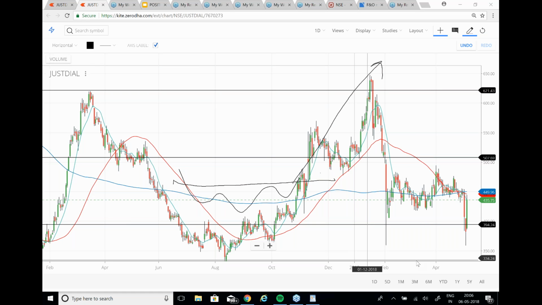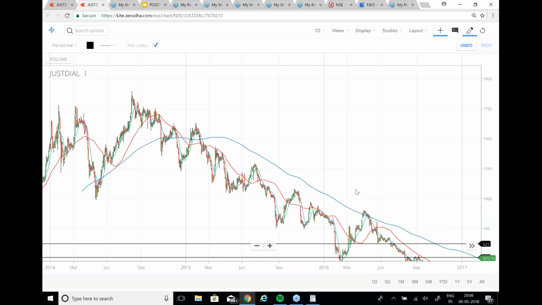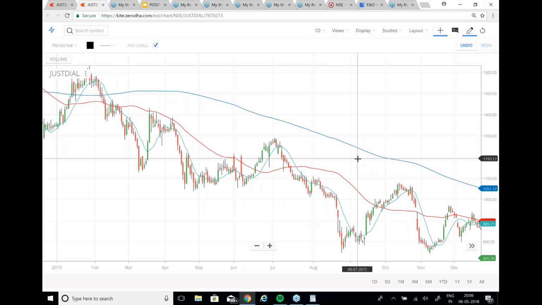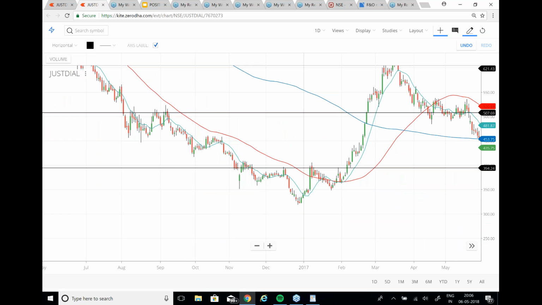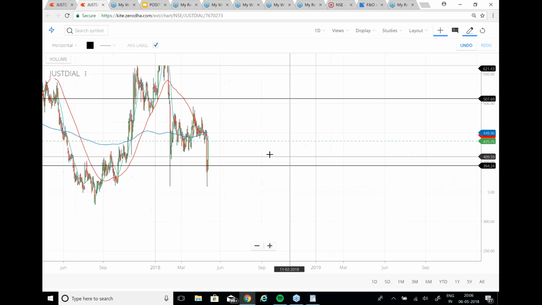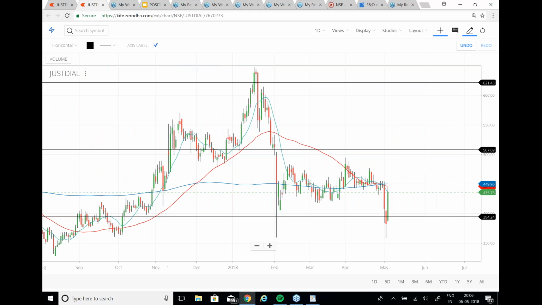So this was just Just Dial, but you can look for these patterns anywhere, in any stock, any index. I wouldn't suggest 15 minutes, but it always has to be 1 day. The bigger your time frame, the more authentic your trade. The more authentic your trade, the more solid your trade will be, right?